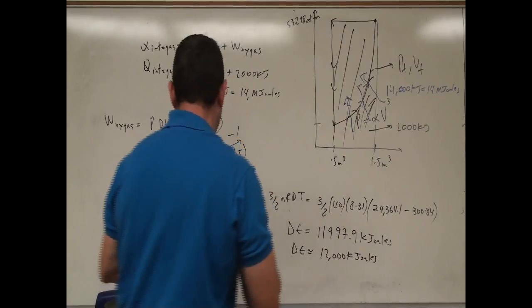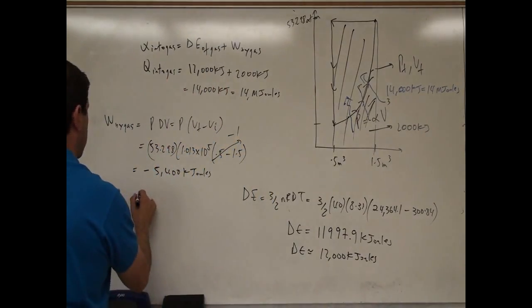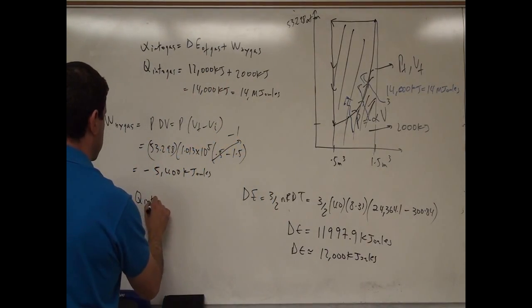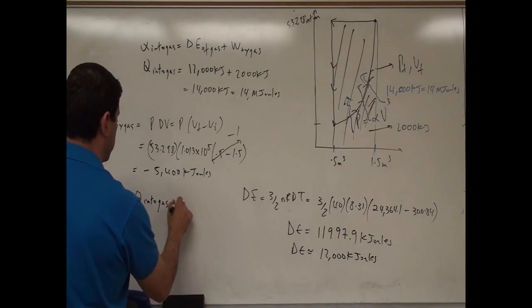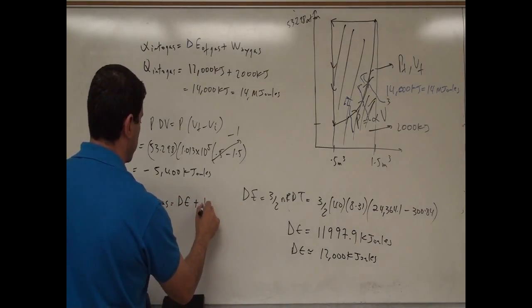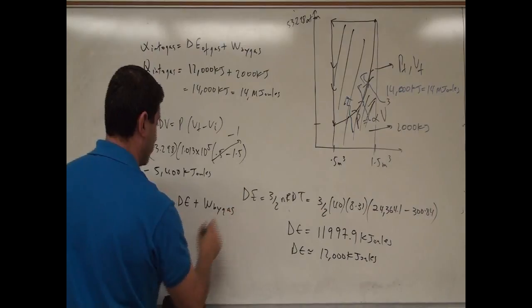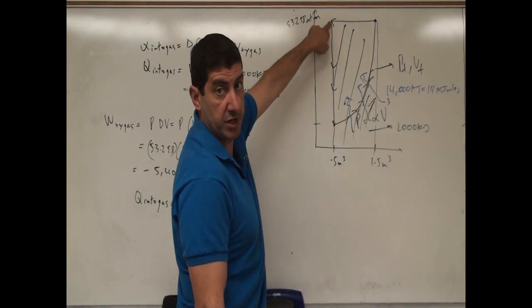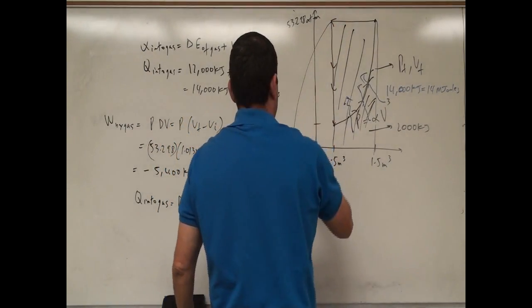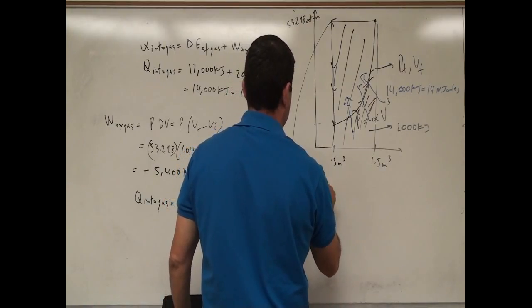And then what's happening here? So we can say here, Q into gas is equal to change in internal energy of gas plus work done by gas. We need to find out what the temperature there in that corner is. So what's the temperature there? PV is equal to nRT.